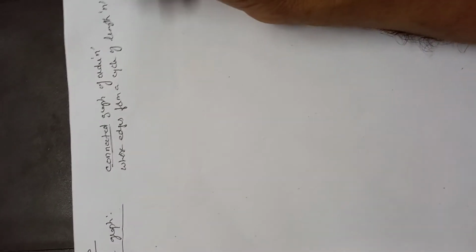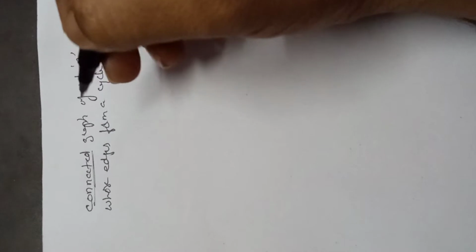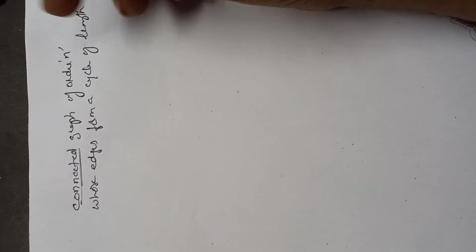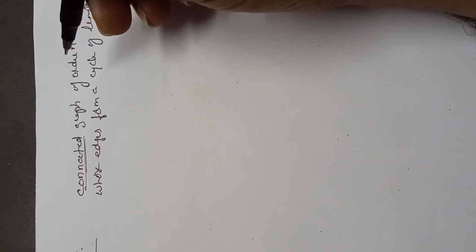There is one definition. A graph is said to be connected if there exists a path between each pair of vertices. That means we can reach from one vertex to another vertex of a graph. In a given graph G, then the given graph is said to be a connected graph, right?